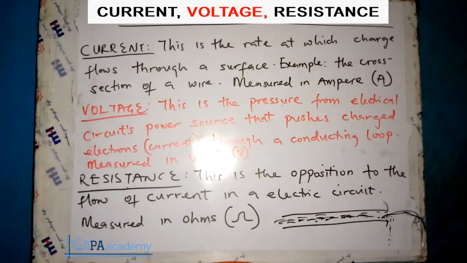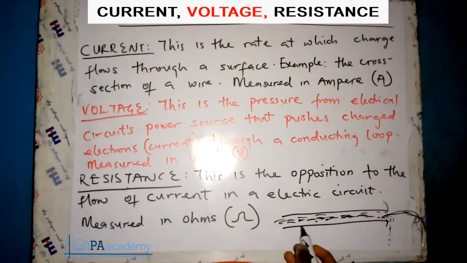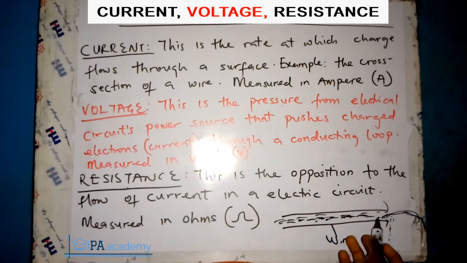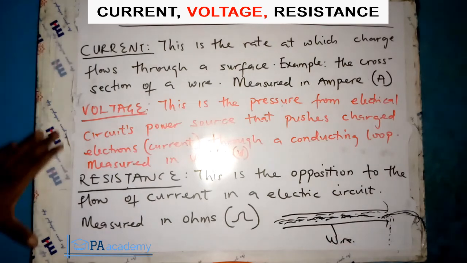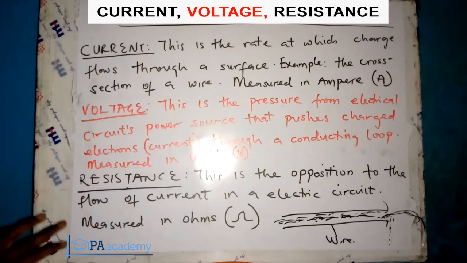Now let's look at resistance. It says resistance is the opposition to the flow of current in an electric circuit. Opposition to the flow of current. So if this current is flowing through this wire, for example, the work of the resistance is to oppose the flow of this charge, to limit them from passing through the metallic conductor or the wire. So that's the simple explanation of current, voltage and resistance.